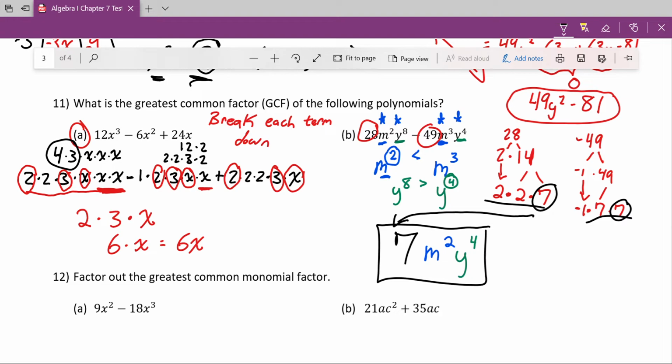That is 12b. Now, Mr. Malott, that was terrible. Why did you make us do that? It is important to find what things have in common. You're going to do that in life. You're going to try and find what things share in common so that maybe you don't have to do as much work later on. All right.